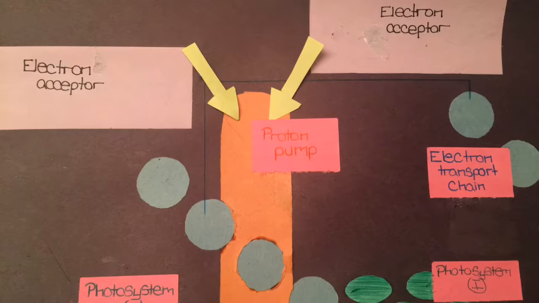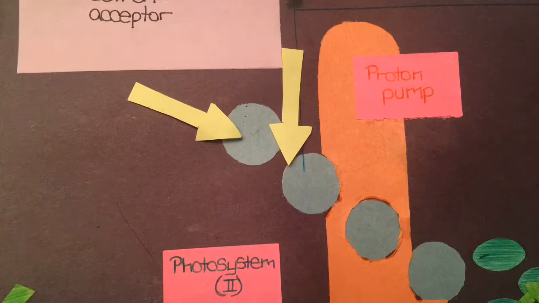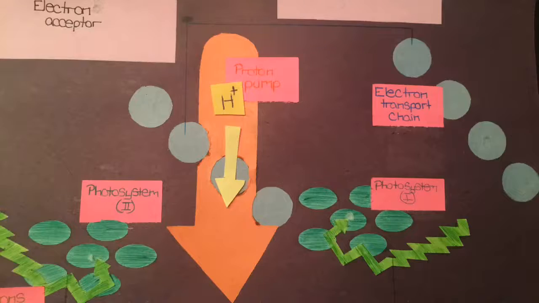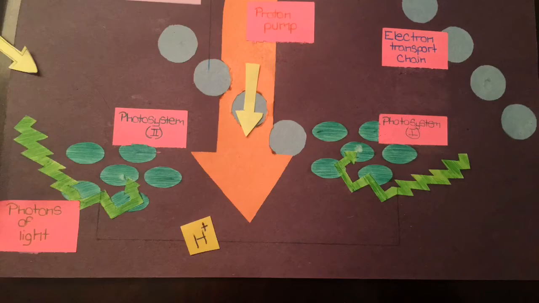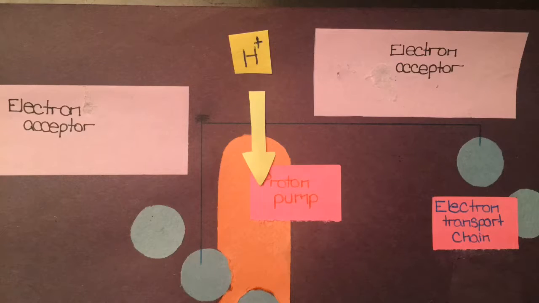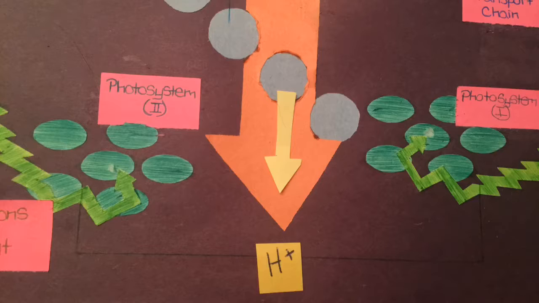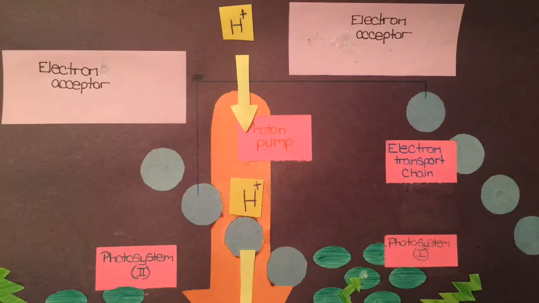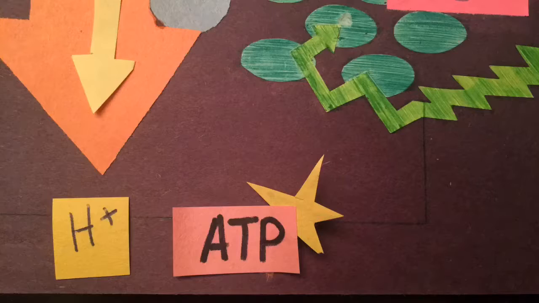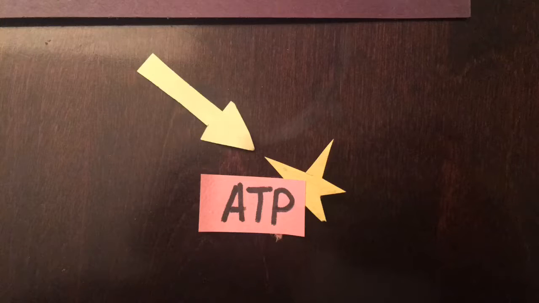This proton pump uses the energy from the electron transport chain to pump the excess hydrogen ions into the thylakoid space. The movement of the hydrogen ions going down the concentration gradient is called chemiosmosis, how it goes from high to low concentration. This is what drives ATP production. The ATP that is produced will be used in the Calvin cycle.